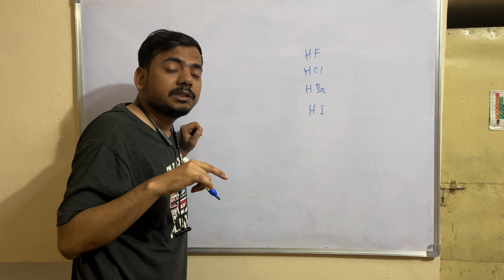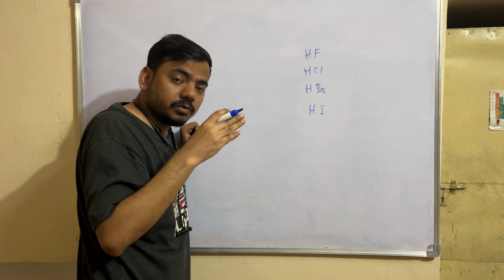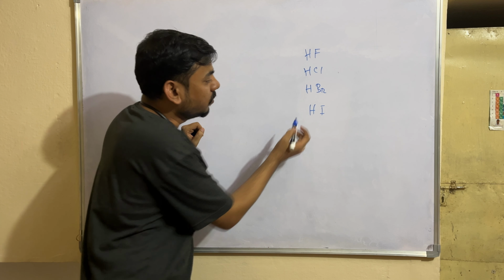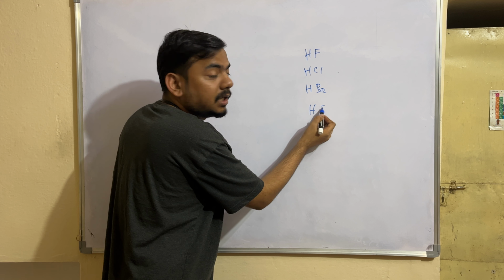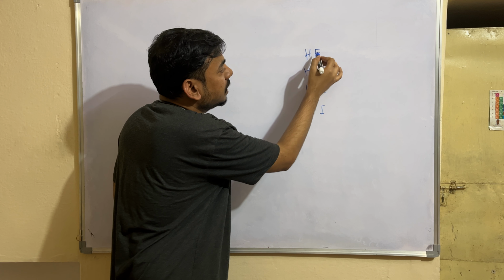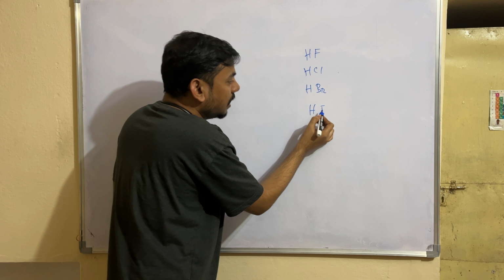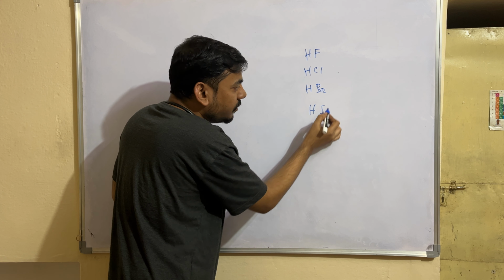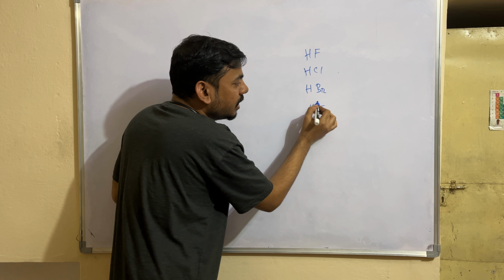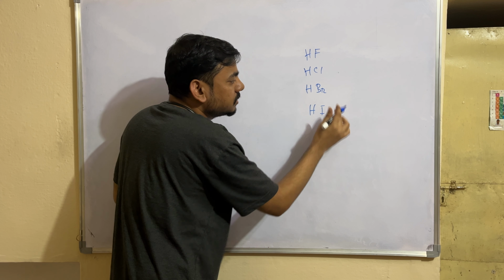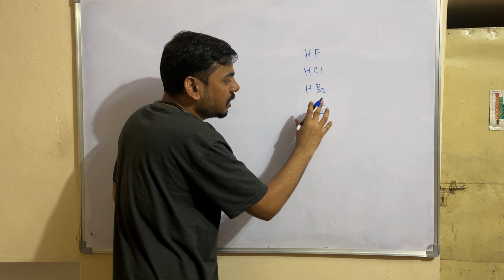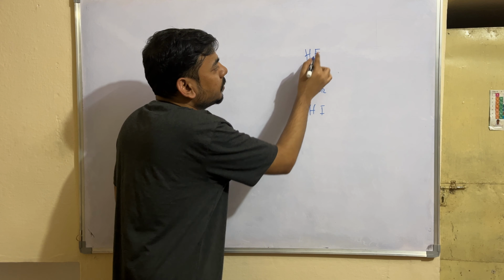And what is a strong acid? A strong acid is one whose conjugate base is more stable. Once H plus is gone, it will give I minus, Br minus, Cl minus, F minus. Iodine is bigger in size, so the negative charge can easily be stabilized throughout the iodine atom, and it is quite more stable compared to F minus.